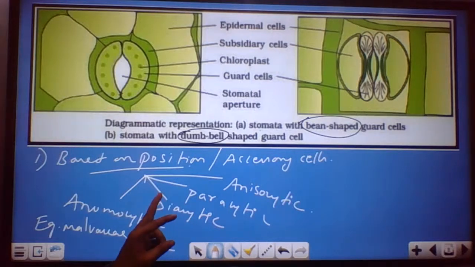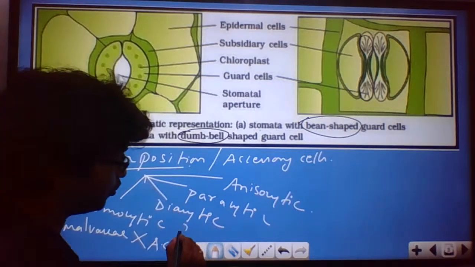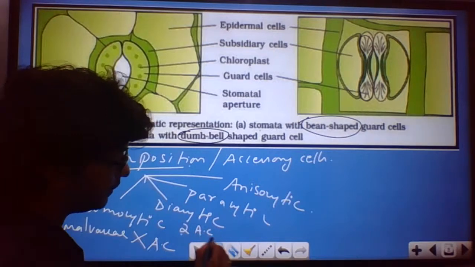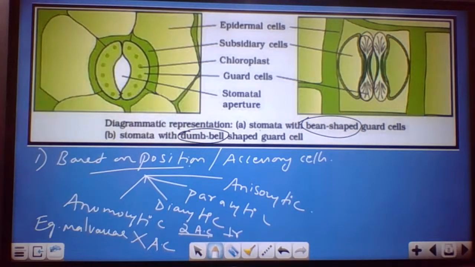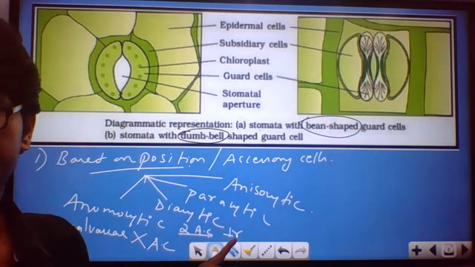Diacytic, where you could see two accessory cells which are present. Here, AC means accessory cells. These two accessory cells are present perpendicular to each other.